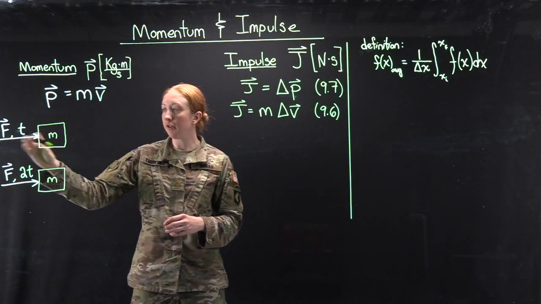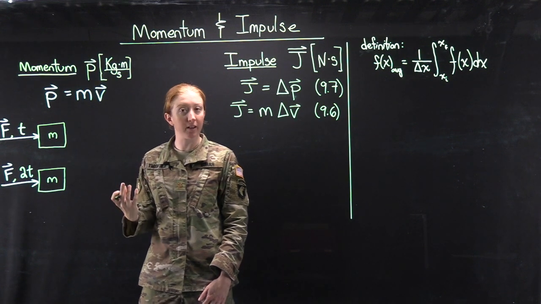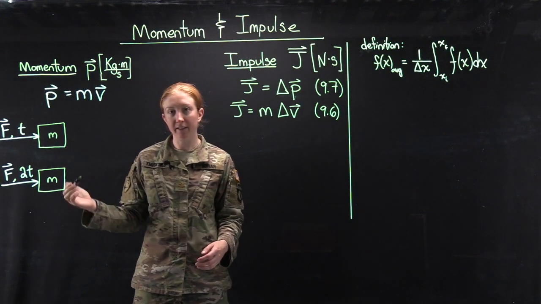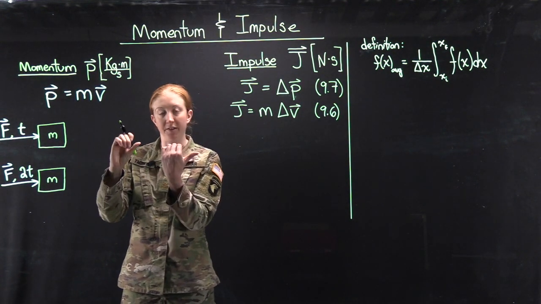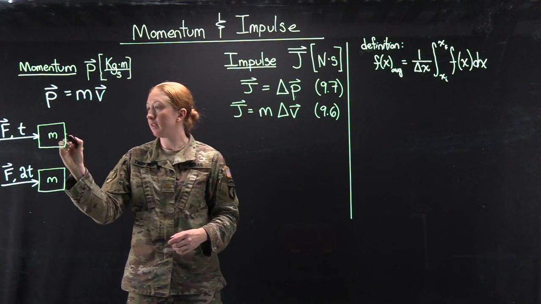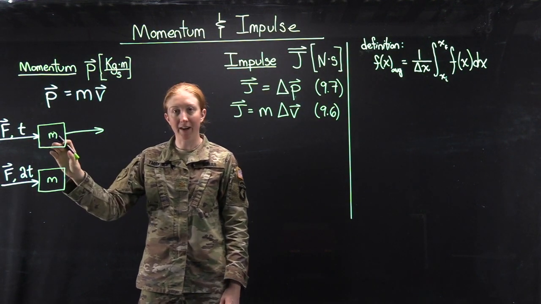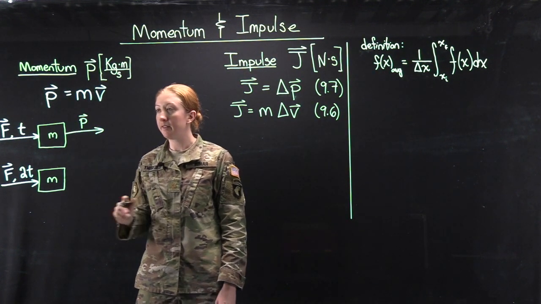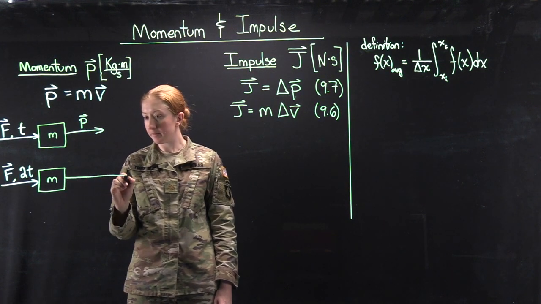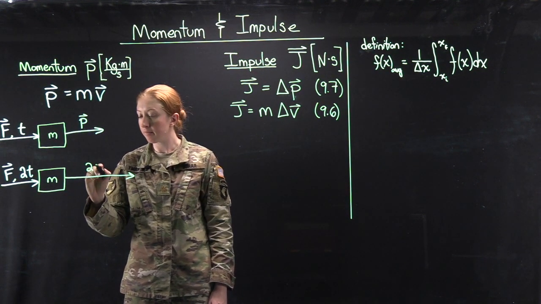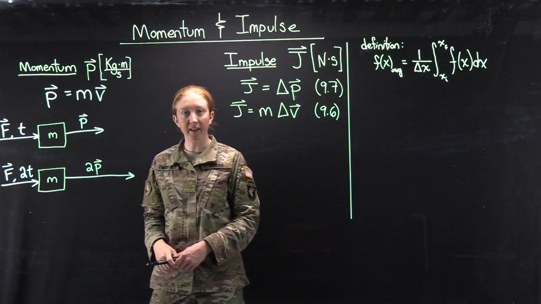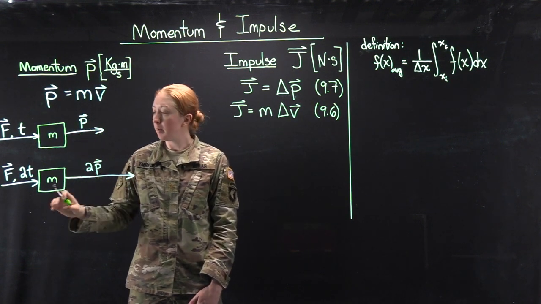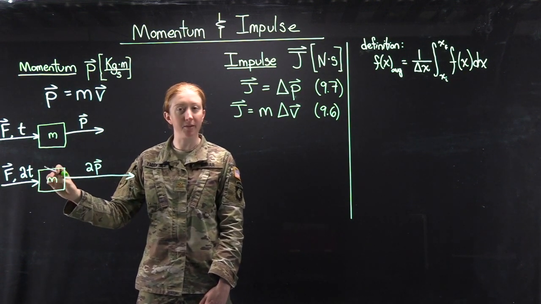Now, the force applied to an object is going to give it an acceleration, and therefore it's going to change its velocity. So let's say both of these were at rest. We're going to have some velocity in the same direction that the force is acting. The object has a mass, and it has a velocity, therefore it has a momentum. Same thing down here, except in this second case, the momentum is twice as large as it was in the first case, because the force was applied for twice the amount of time.